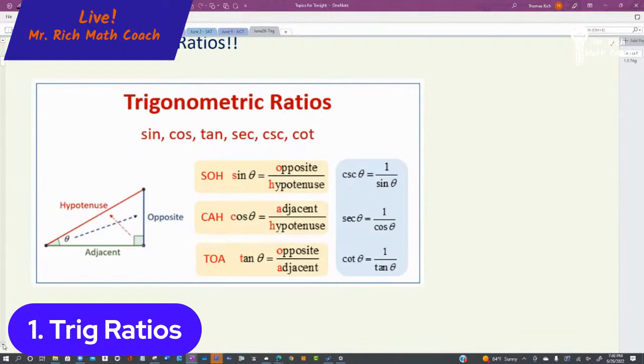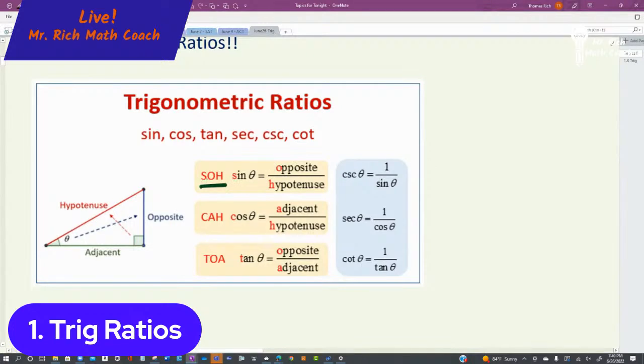So you probably have memorized SOHCAHTOA. Sine is your ratio of opposite over hypotenuse. Cosine is your adjacent over hypotenuse. Tangent is your opposite over adjacent. You also need to know your reciprocal functions, right?